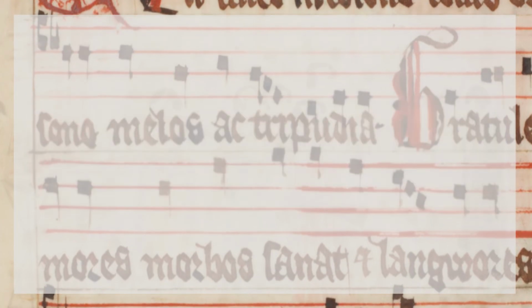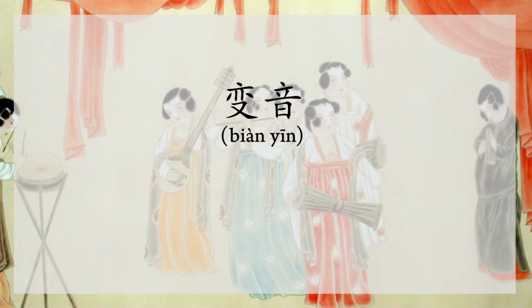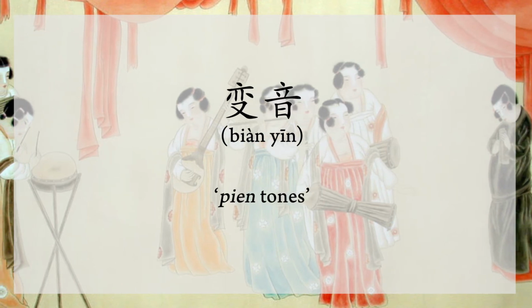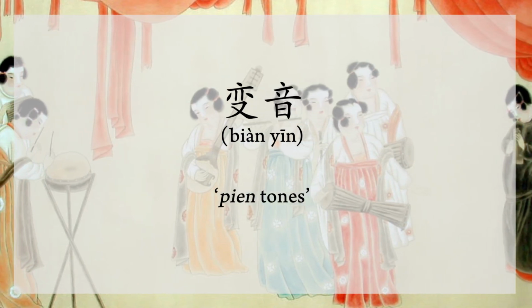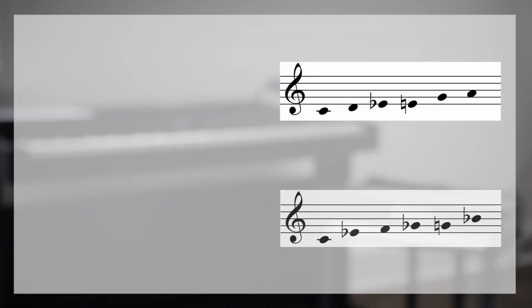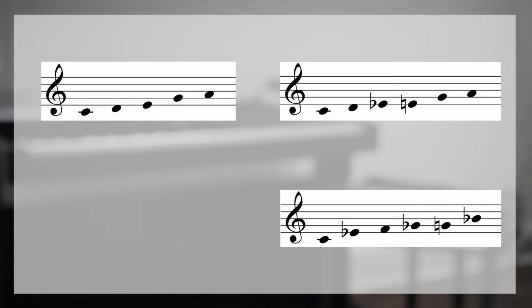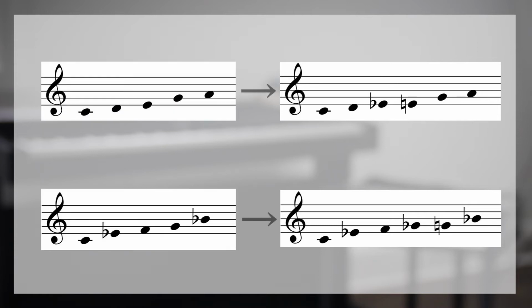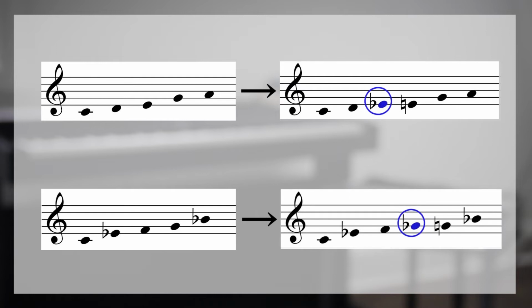Meis. This is also similar to the Chinese concept of 变音 or 偏 tones, which is the addition of semitones in between the pentatonic notes. Another example that we are probably more familiar with is the blues scale. So the major blues scale and the minor blues scale are actually derived from the major pentatonic scale and the minor pentatonic scale respectively, by adding a blue note in the pentatonic scale.